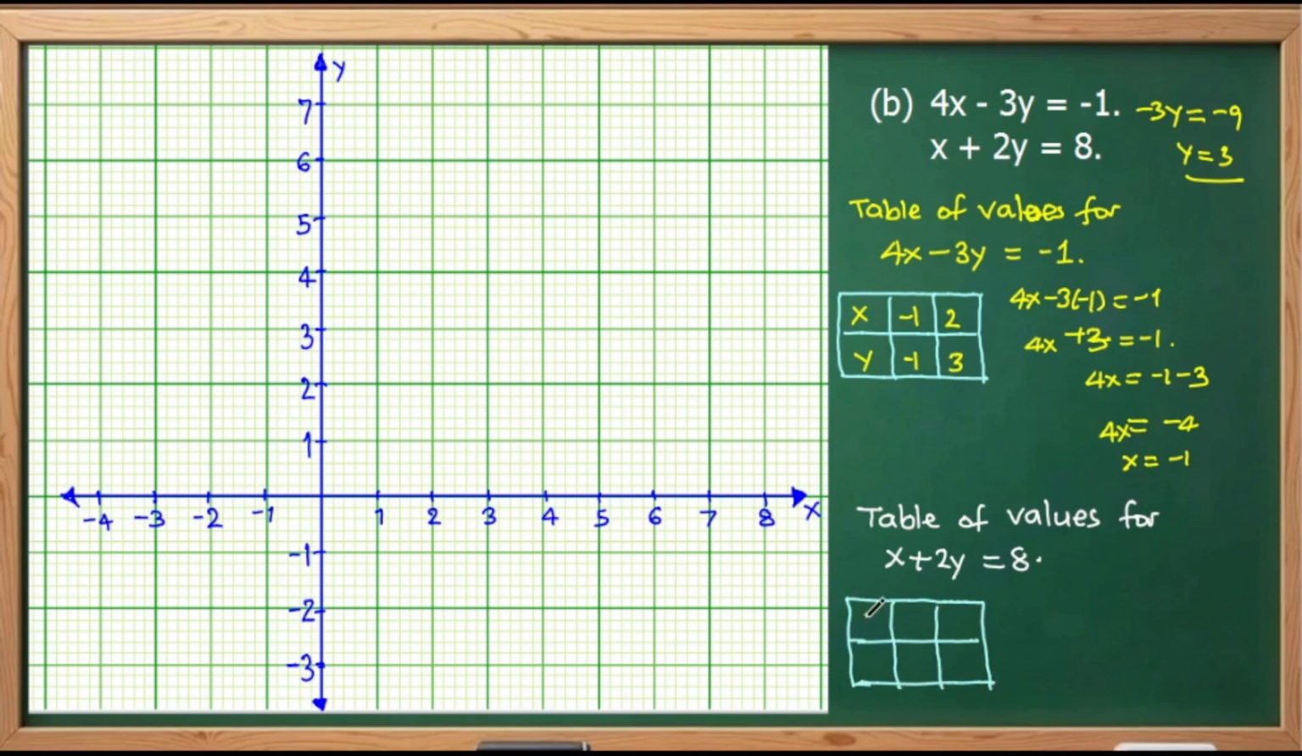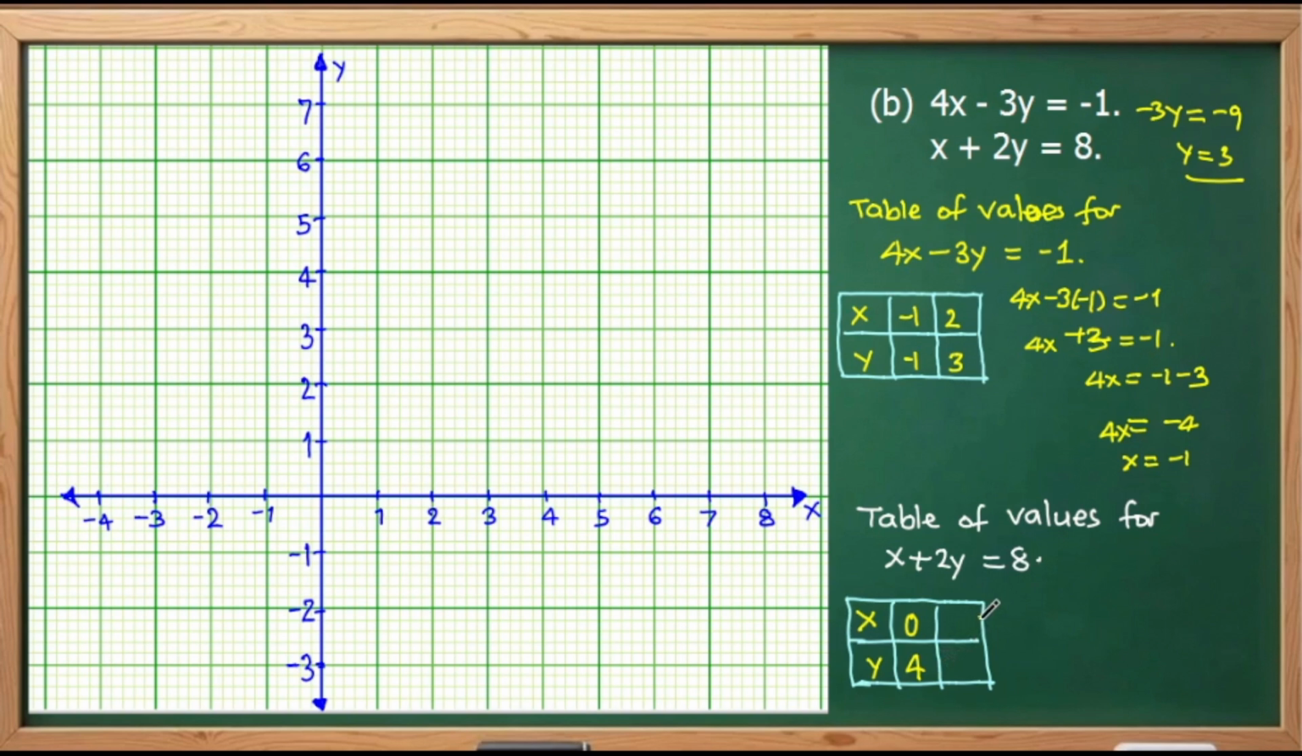So we can also insert our x and y. Then we can think of numbers that we can insert into these equations and solve to get whole numbers. Now let's think of x to be having 0. So if x is 0 here, then we shall be left here with 2y equals 8. So dividing both sides by 2, we get y equals 4. Meanwhile, here we have 4.